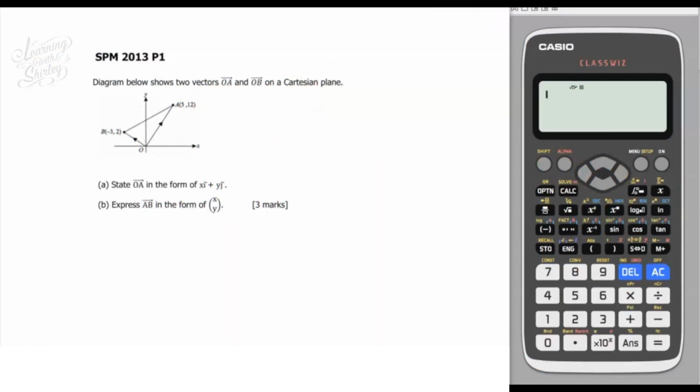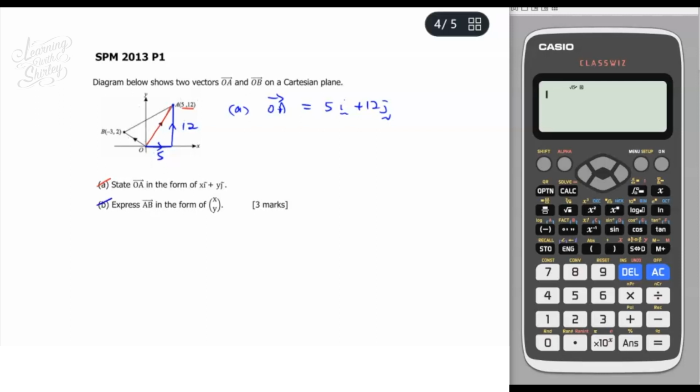Let's look at this question from SPM 2013, paper 1. The diagram below shows two vectors OA and OB on a Cartesian plane. From the coordinates, we can get the vector OA for question A. OA is this line. It goes to the right 5 units, and then it goes upwards 12 units, which means OA is 5i plus 12j. This is the answer for OA.